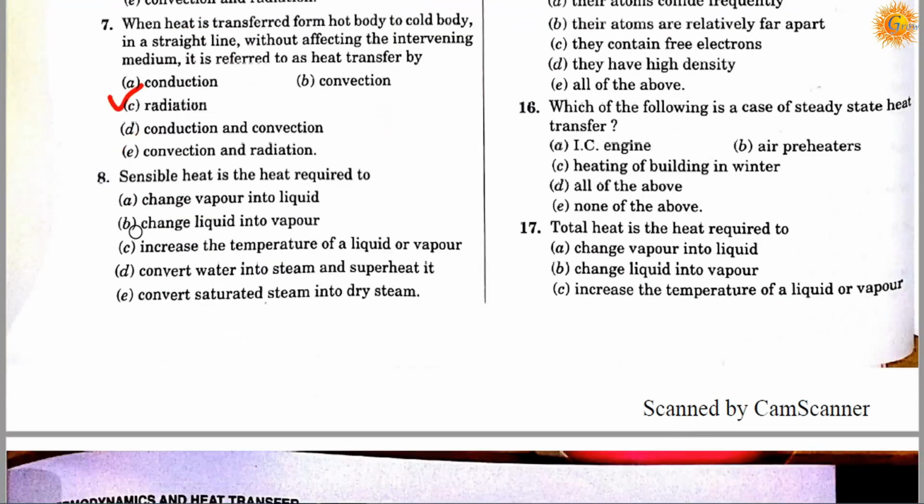Okay, question number 8. Sensible heat is the heat required to: option A, change vapor into liquid. Option B, change liquid into vapor. Option C, increase the temperature of a liquid or vapor. Option D, convert water into steam and superheat it. Option E, convert saturated steam into dry steam. So the correct answer is C, it will be increase the temperature of a liquid or vapor.